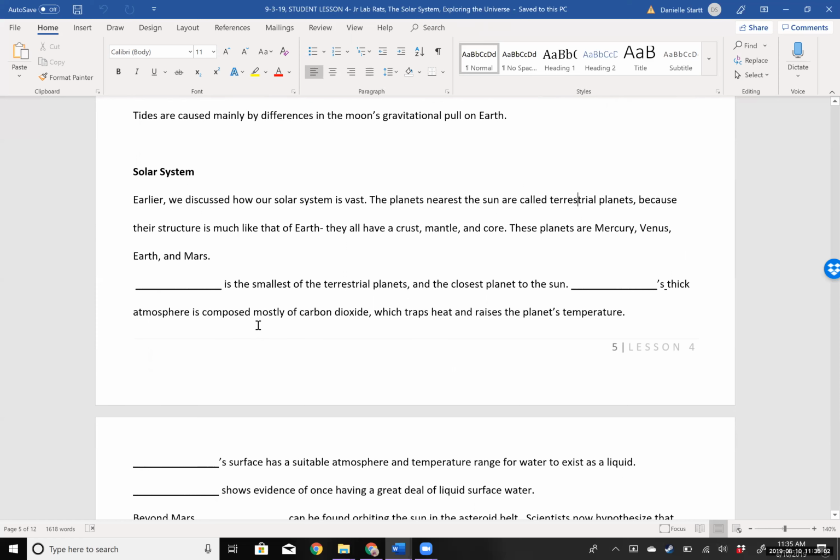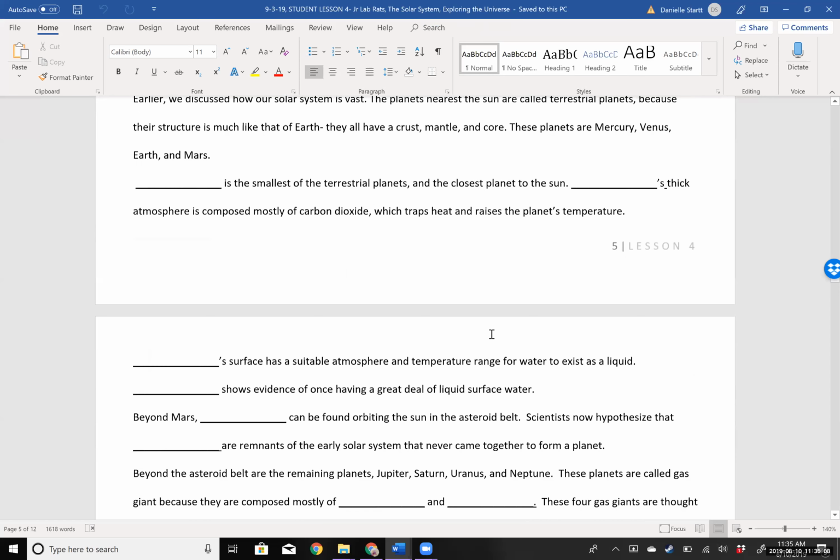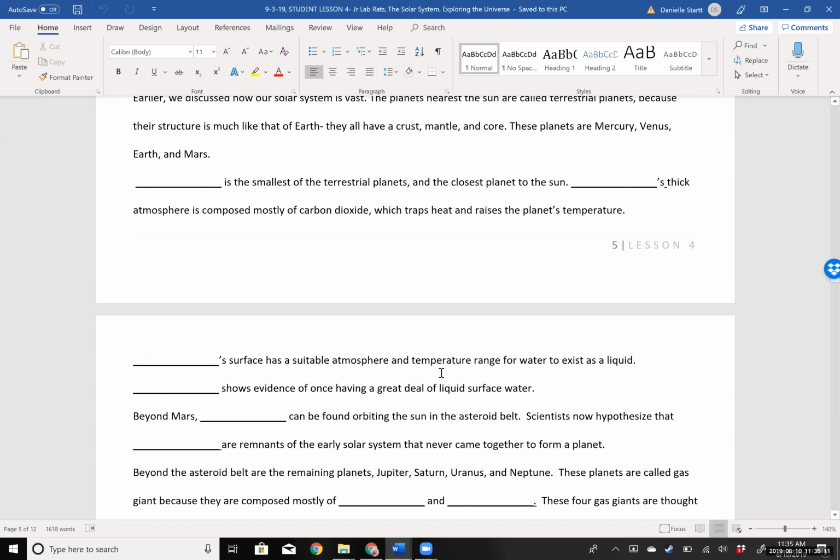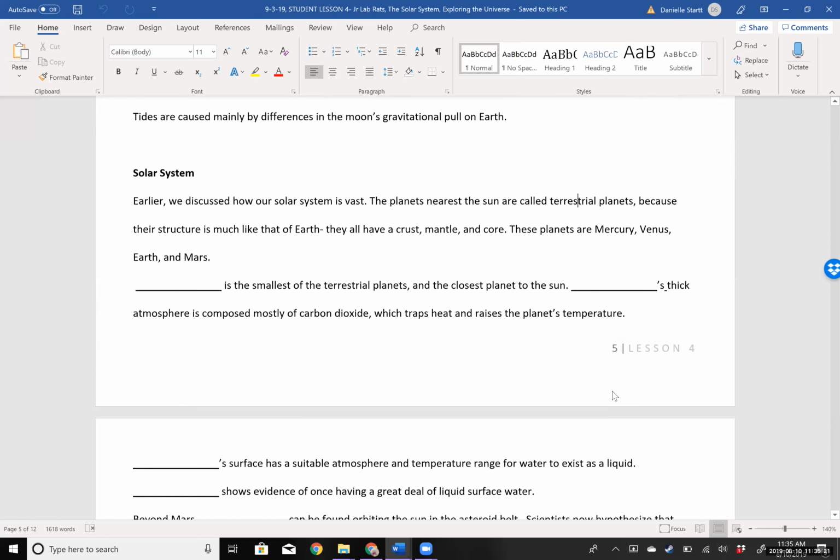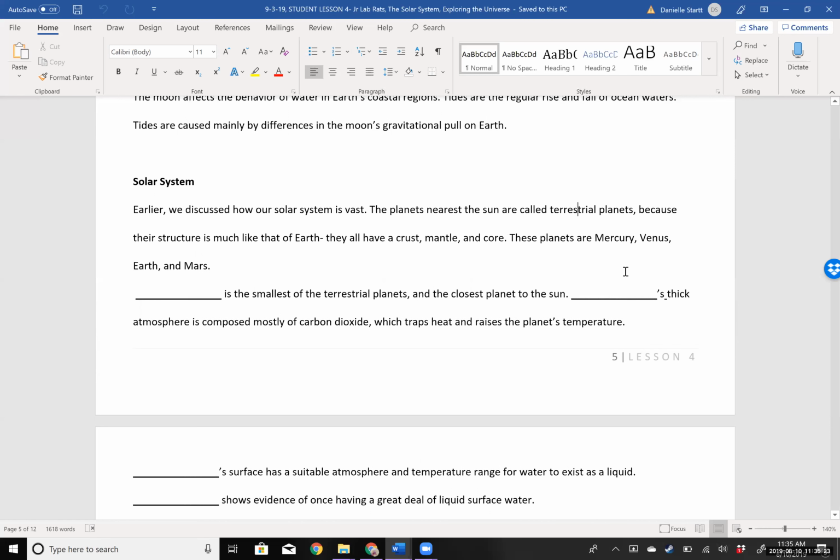"Blank's thick atmosphere is composed mostly of carbon dioxide, which traps heat and raises the planet's temperature." "Blank's surface has a suitable atmosphere and temperature range for water to exist as a liquid." "Blank shows evidence of once having a great deal of liquid surface water." Okay, stop for a minute. How many terrestrial planets do we have? Mercury, Venus, Earth, and Mars.